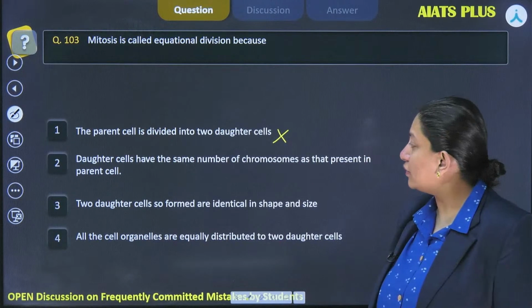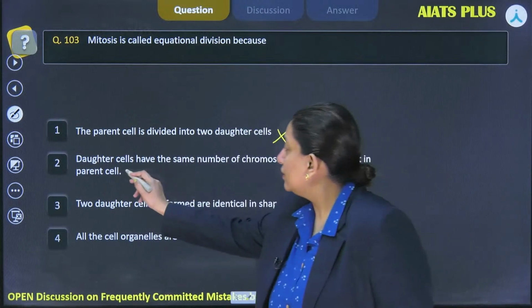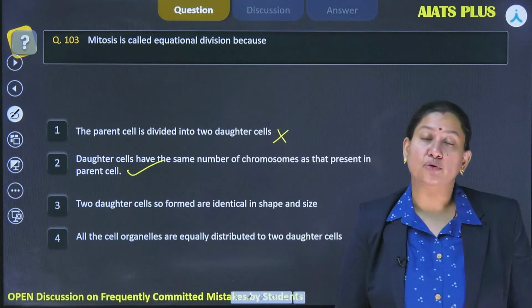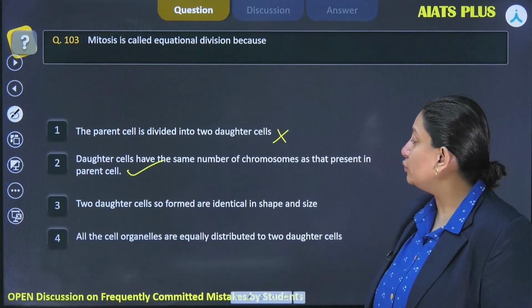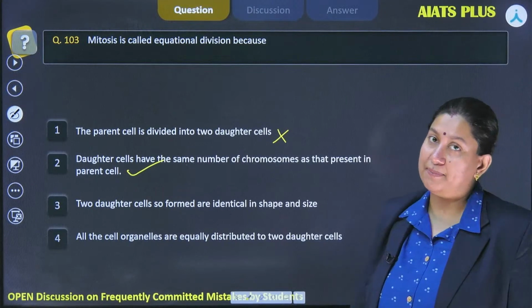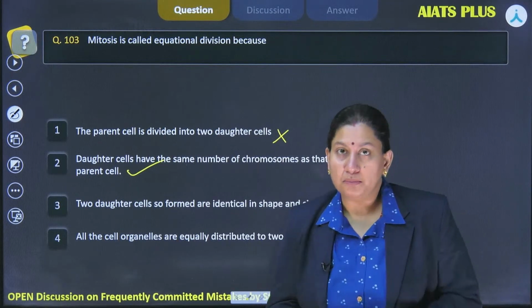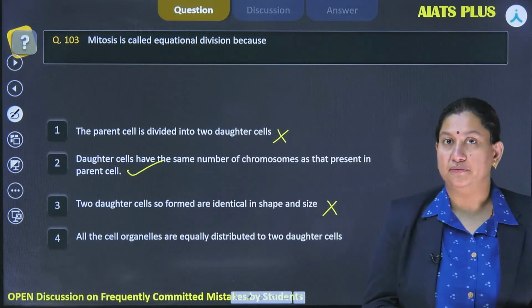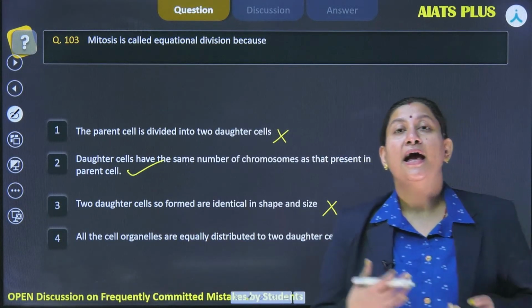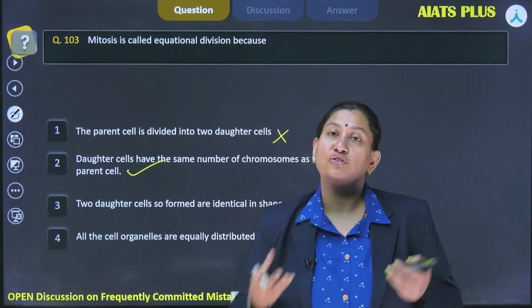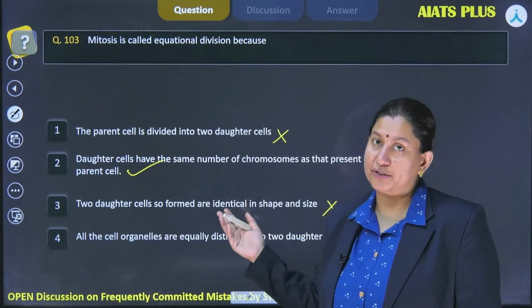Then the second one is saying daughter cells have the same number of chromosomes as that present in the parent cell. As you have already discussed, daughter cells are going to have the same ploidy, and because of that we call it equational division. The third one is saying that the two daughter cells so formed are identical in shape and size. So this is again incorrect. This could be the outcome, but because of this we don't call it equational division, right? Because of this particular feature, mitosis has significance in cell repair, right? A similar sort of cell could be achieved again through this division.